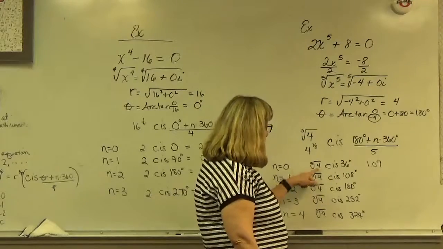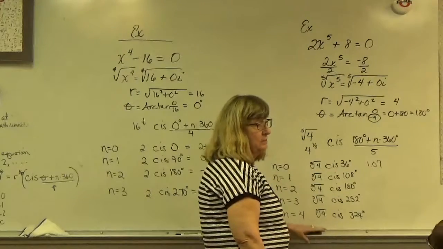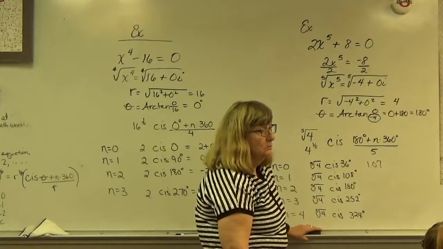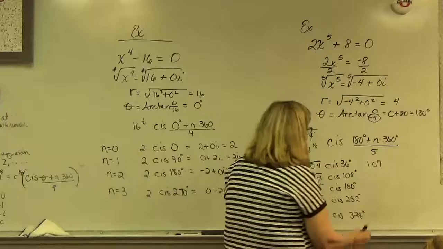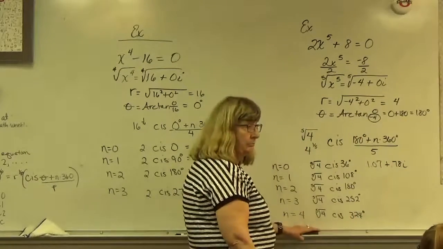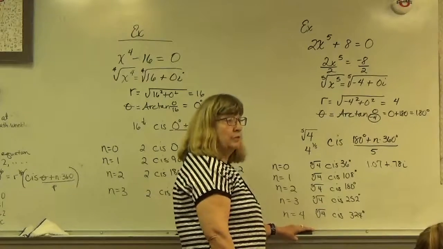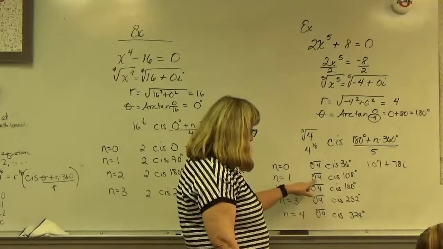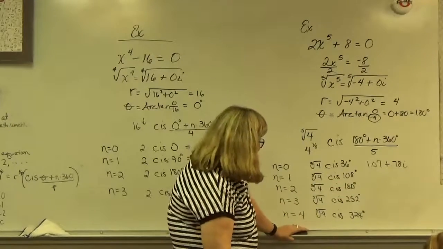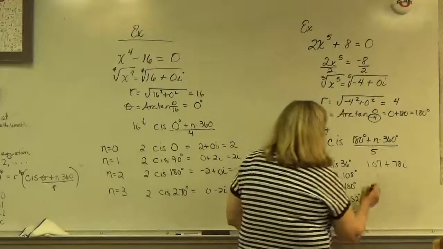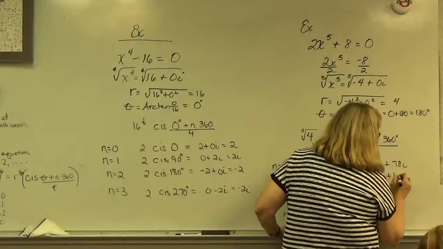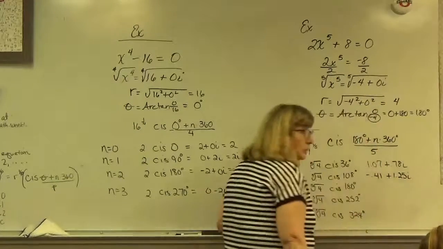What's the 5th root of 4 times the sine of 36? 0.78. Anybody else? 0.78? Yes. Okay, we're ready for the next one. You get the 5th root of 4 times the cosine of 108. Negative 0.41 plus 1.25. We all agreeing?